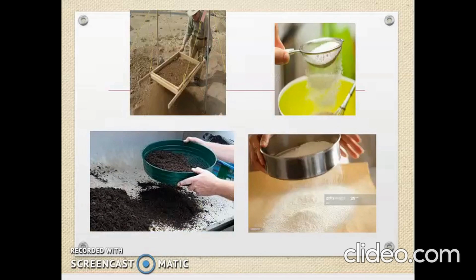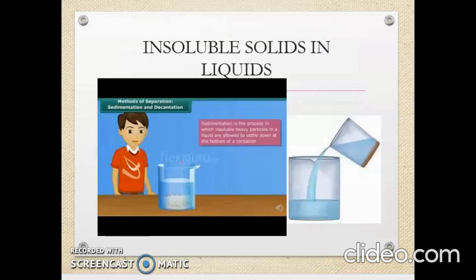Sieving is another method of separating a mixture of various size particles by passing them through a suitable sieve. You might have seen your mother sieving flour, haven't you? Sieving removes bran and the impurities present in the flour. Similarly, pebbles are separated from sand by using a larger sieve at a construction site.